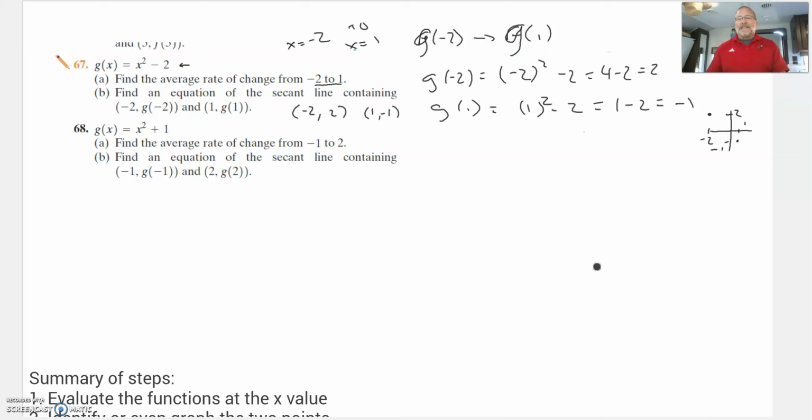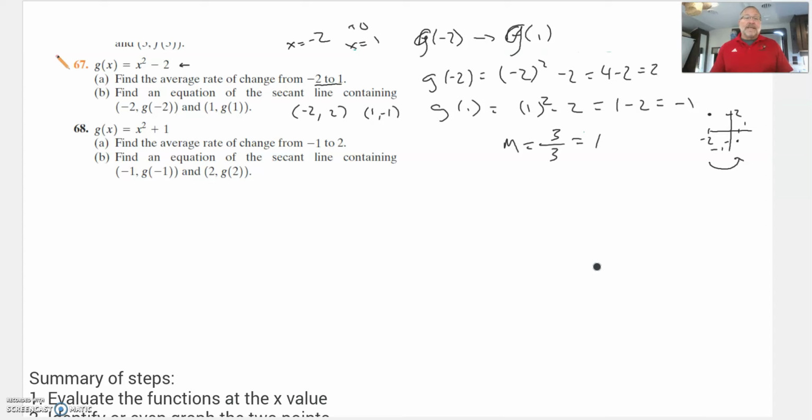By labeling my axes, I can observe the change of y. The change of y went from positive 2 down to negative 1, so the average rate, I'll just use m for the slope, is changing from 2 to negative 1, that's 3 down. And then the x changes from negative 2 over to positive 1, which is a positive 3 movement. 2 to get to 0 and 1 more is the way I always think about it, on a number line. So I've got a slope of negative 1.